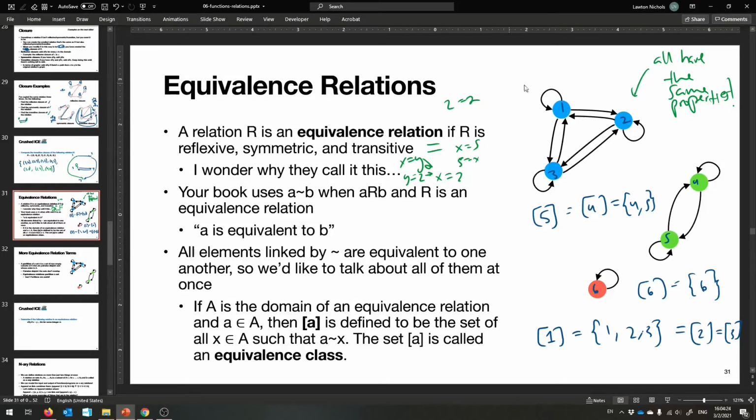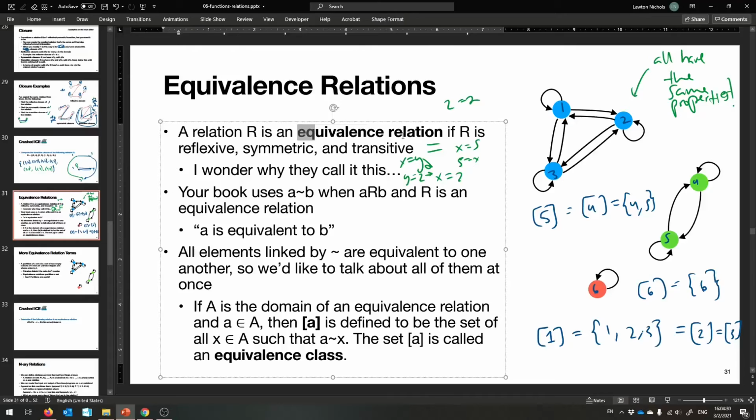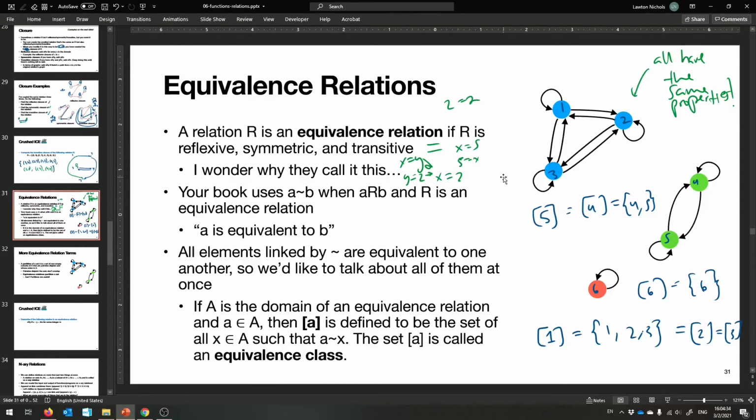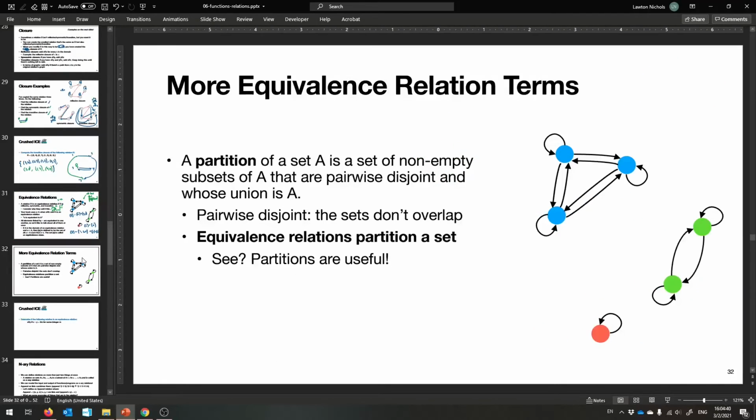So all of these things, from the point of view of the relation, are equivalent. So we call them equivalence relations and equivalence classes. Okay? So hopefully that made some sense. It's an interesting little term, and it's really nice to have when you have an equivalence relation. Equivalence relations do some really, really nice things.